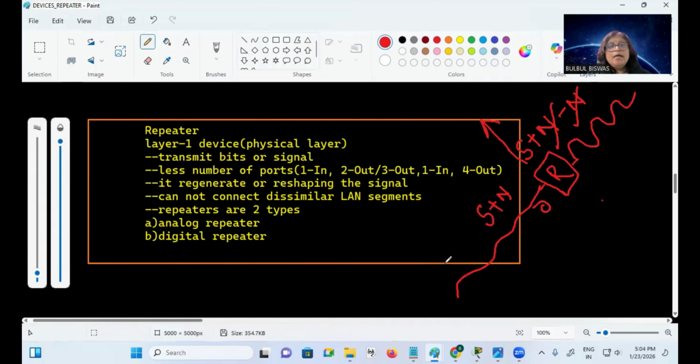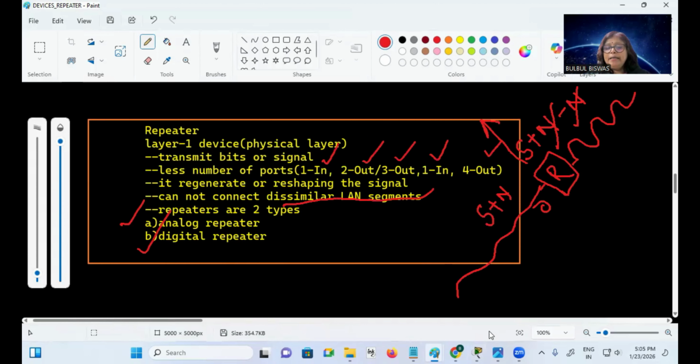Am I clear? In the market, there are two types of repeater, that is analog repeater and digital repeater. And honestly speaking, there was a very big disadvantage in the repeater, that it could not connect dissimilar LAN segments. Understood? And second, it had 2 ports at that time. Right now it has, you can say, 1 input port and 2 output ports, or 3 output, or 1 input and 4 output. But if you want to configure a large network and connect several devices, these many ports are not enough. So right now the repeater is not existing in the market.